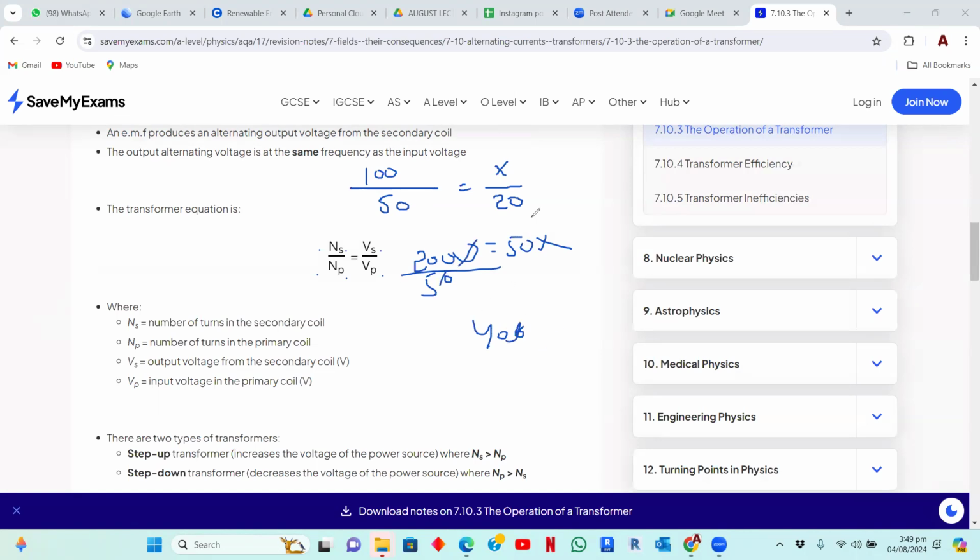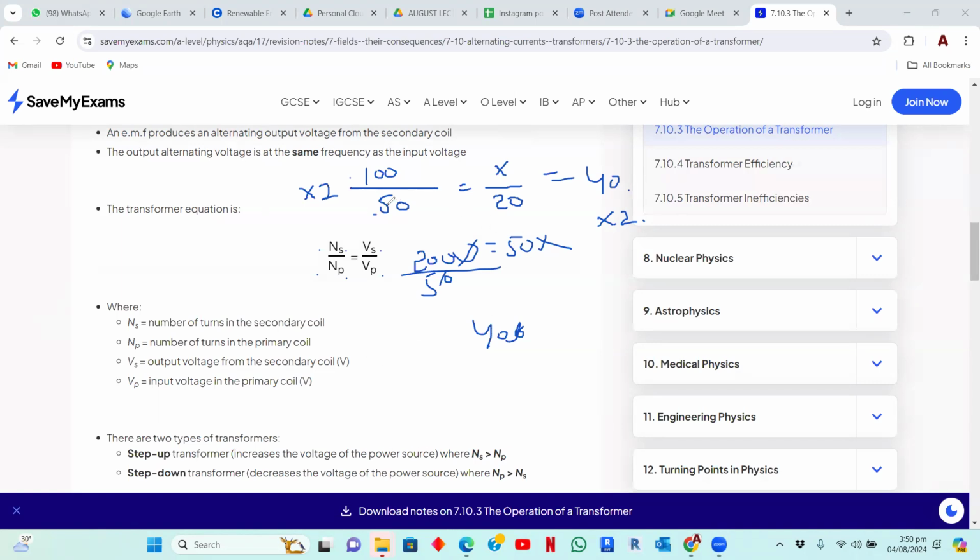Okay. So what's happening here is your voltage has also increased because of the number of turns of the secondary coil. And look at the ratios that are changing. 50 to 100, 20 to 40. This was increasing by a factor of 2. This is also increasing by a factor of 2. So as you change the number of coils, it's going to change the voltage in the same ratio.